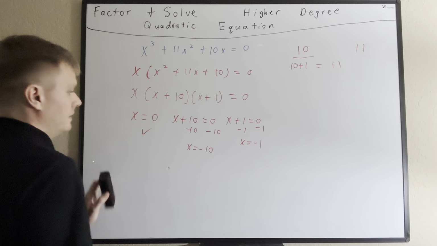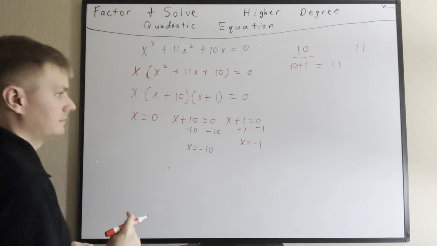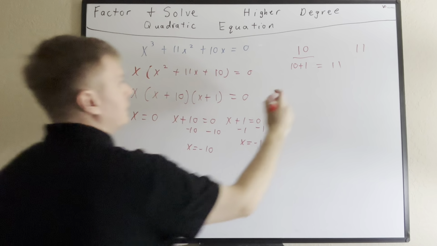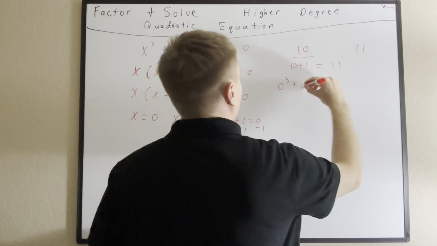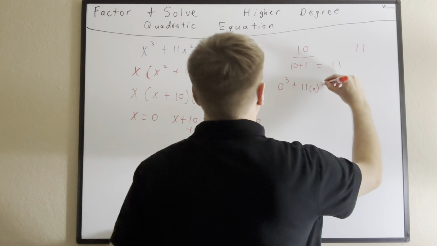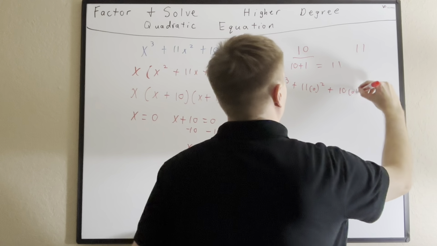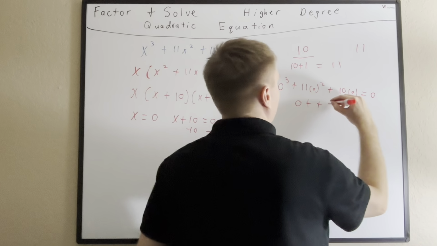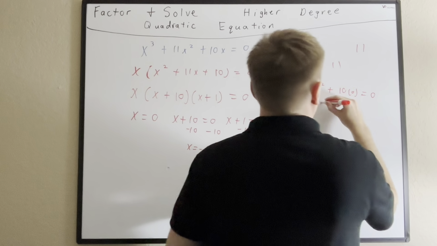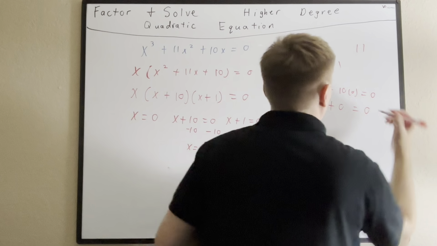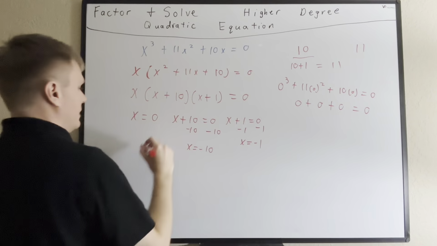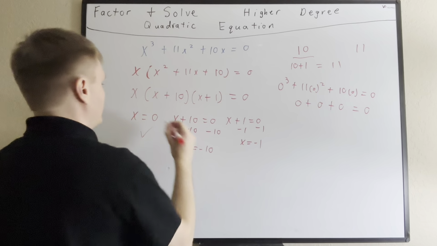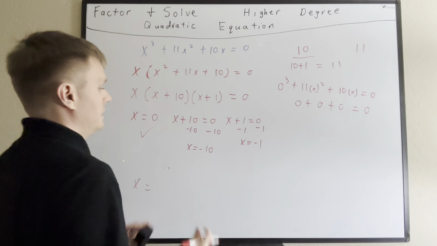That one's already done. But we haven't checked it yet. That reminded me. Let's put a 0 in here. 0 cubed plus 11 times 0 squared plus 10 times 0. Anything times 0 is 0, so we're just 0 plus 0 plus 0. Well, that was easy. So x does in fact equal 0. Check that one off the list.